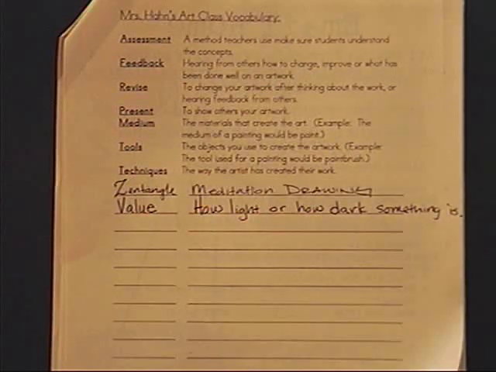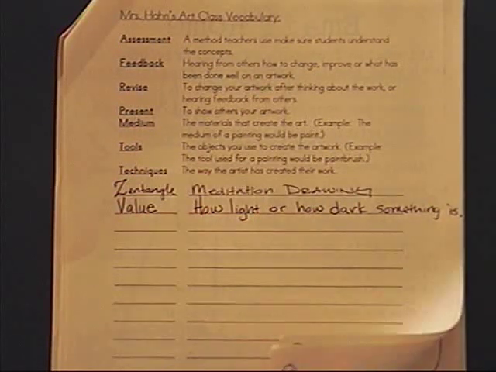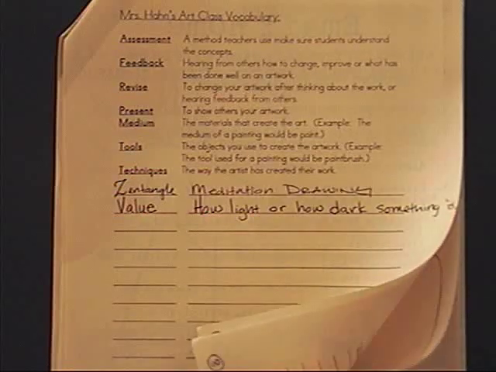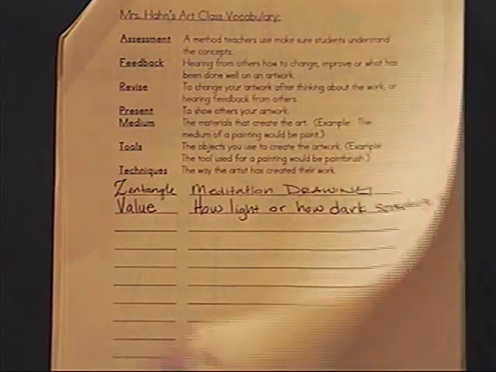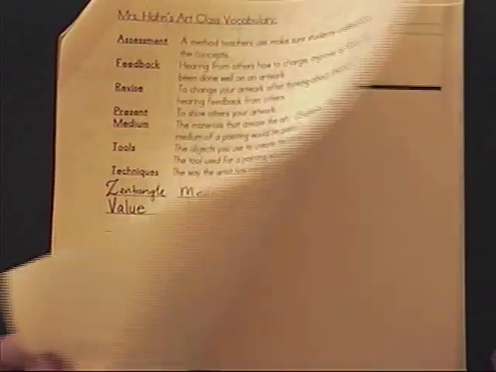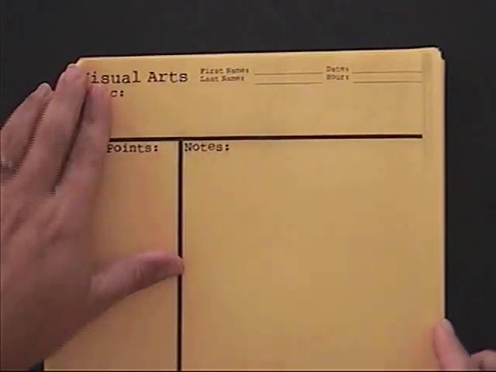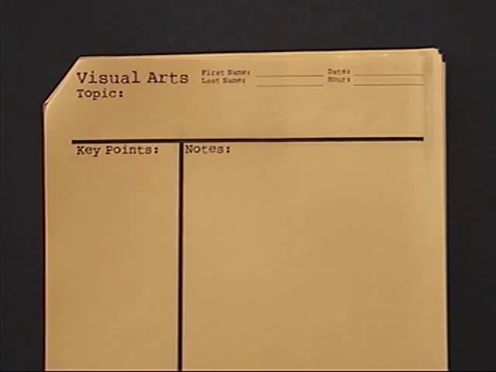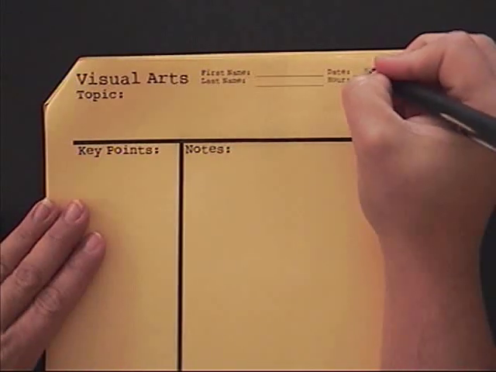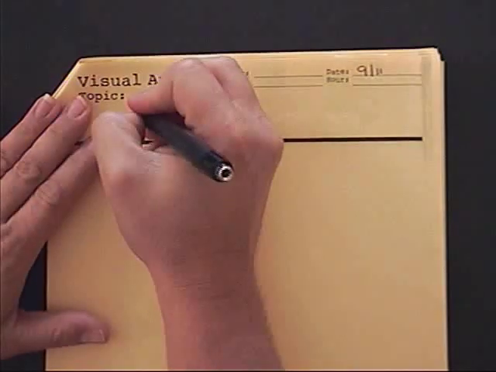Once you have that definition written down, how light or how dark something is, I want us to turn to our notes on page 10. And we'll get started with our Cornell notes for value. And the date today is 9/11. And the topic that we're discussing is how does an artist create value in their art?